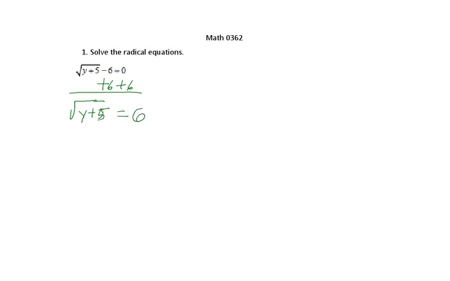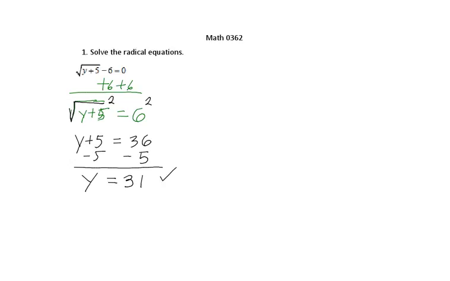Now, in order to get rid of the square root radical, you can just raise to a power 2. It's okay as long as you do it to both sides. So as a result, you're left with y plus 5 equals 36. Then subtract 5. And what's left is y equals 31. And that's your answer.